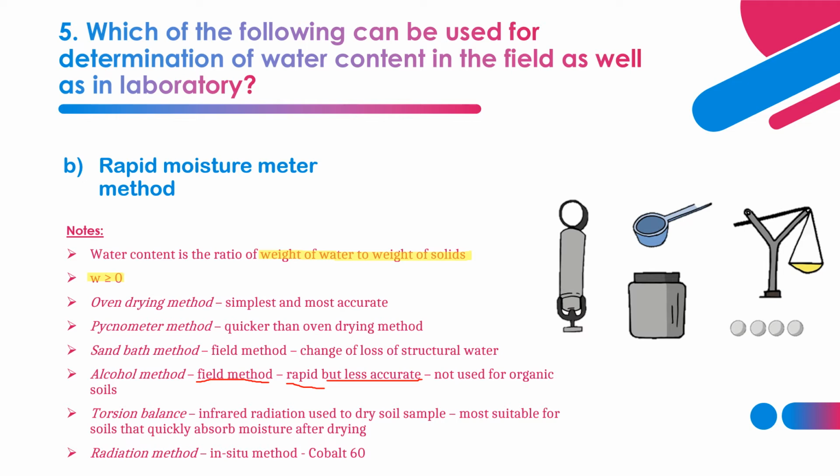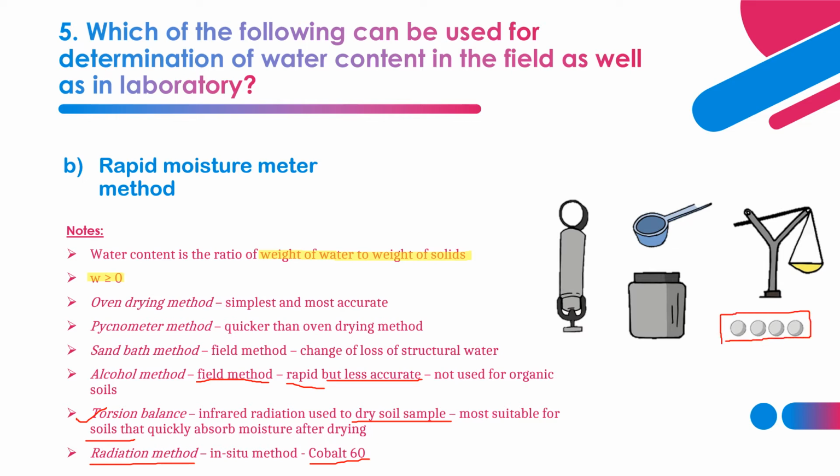Torsion balance uses infrared radiation to dry the soil sample, and it is most suitable for soils that quickly absorb moisture after drying. When a soil quickly absorbs moisture even after drying, we can use this torsion balance method. In torsion balance method, infrared radiation is used to dry soil sample. Radiation method is a field, in situ method, and some radioactive elements are used to find the moisture content, for example, cobalt 60.